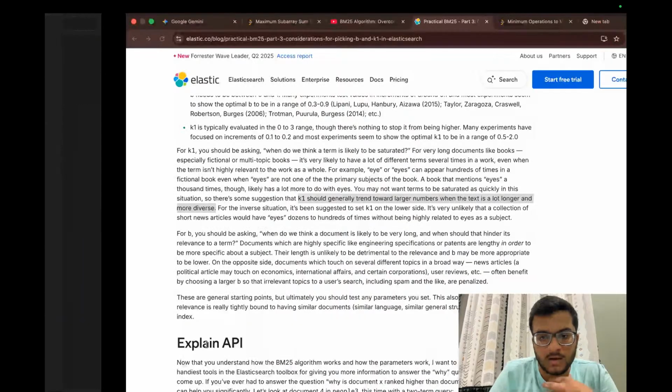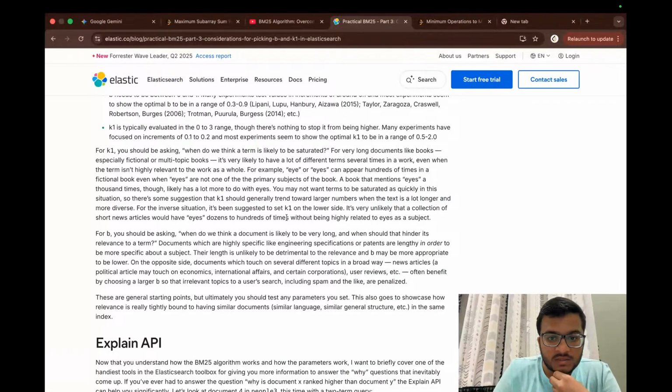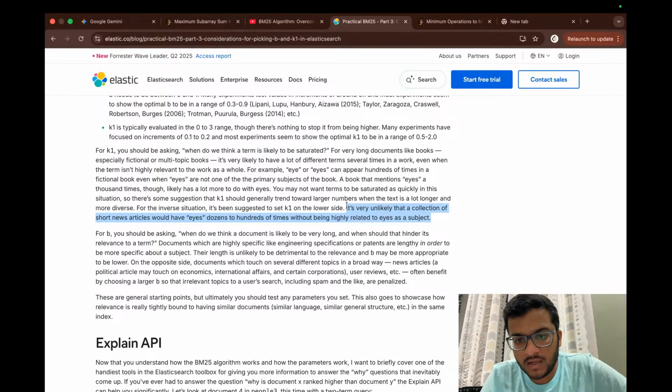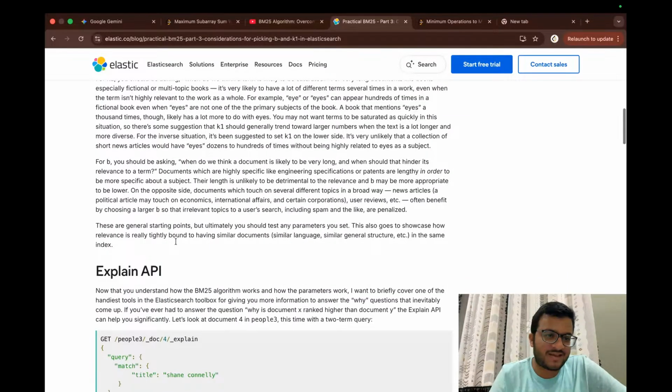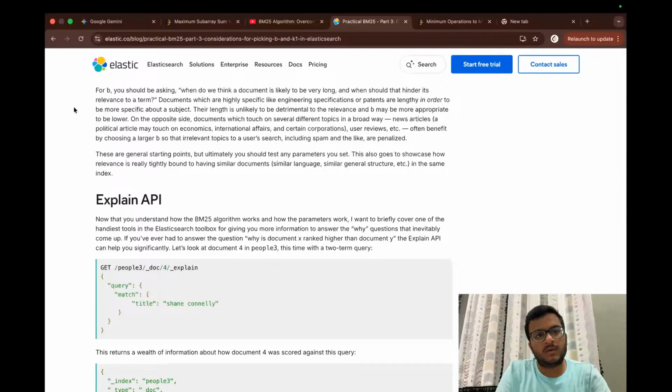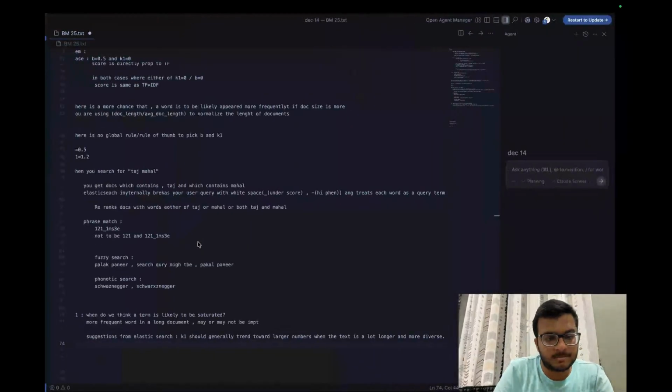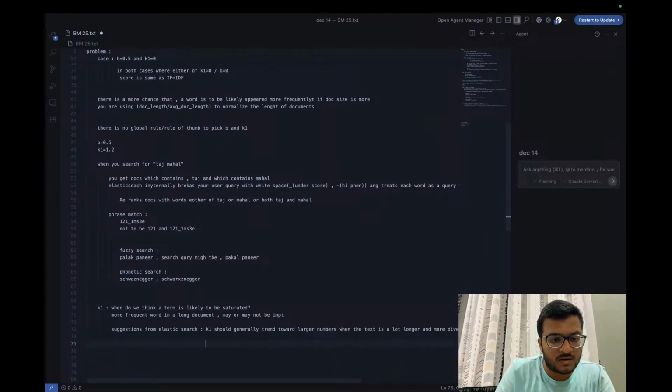Let's see the second suggestion. It's suggested at a lower side. It's very unlikely that a collection of short news articles would have ice dozens to 100 times without being highly related to ice as a subject. Again, that's a fact, and I cannot explain why it's a fact. So let's see B. This was for K1, right? So let's see for B.